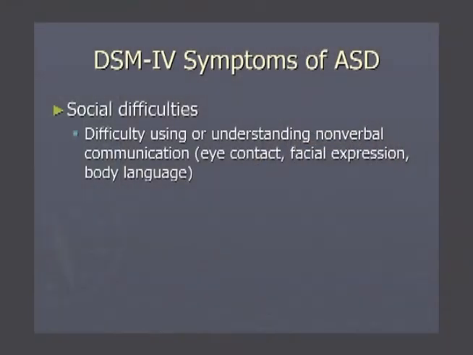The second characteristic is difficulty making friends. And that's not the same thing as not wanting friends. So most people with autism want to have relationships. They want to belong to groups. They want to interact with other children or adults. They want to get married. They want to have girlfriends. But sometimes they have a hard time doing that. And it can be for a variety of reasons.